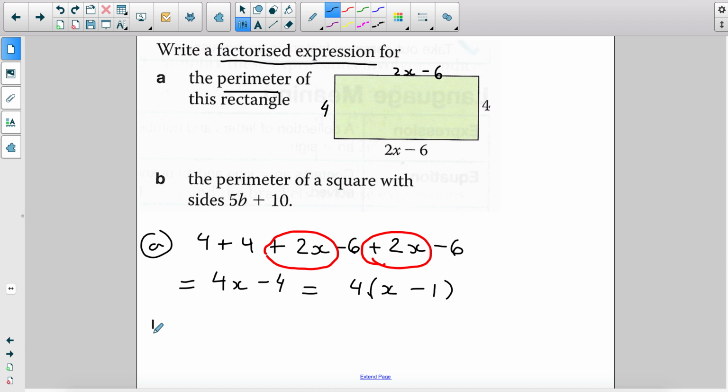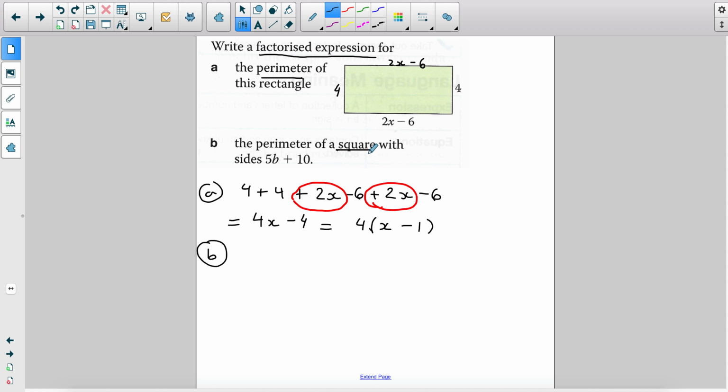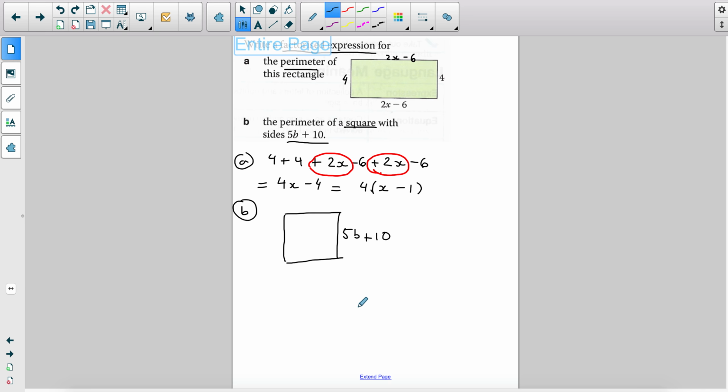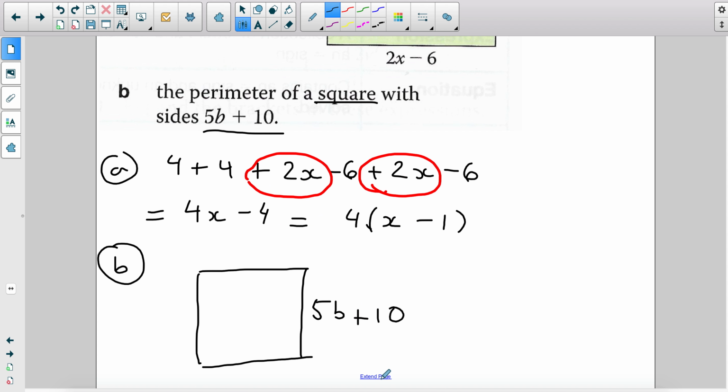So that's part A. As for part B, it wants a factorized expression for the perimeter of a square with size 5b plus 10. So we have a square and these are the dimensions. It's always helpful to have a tiny sketch, so each length is 5b plus 10. I'm going to solve this using two methods, and you can pick the method you're most comfortable with.